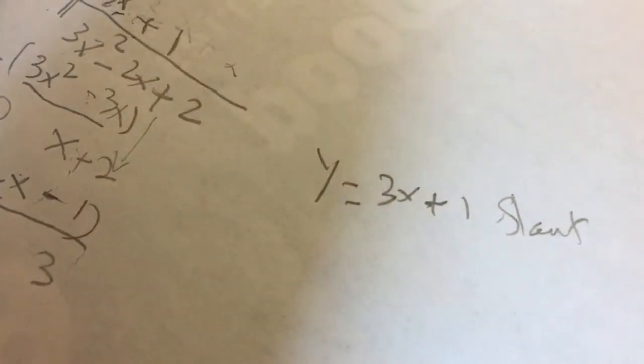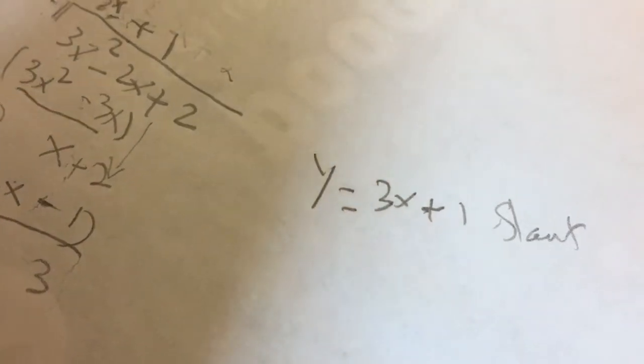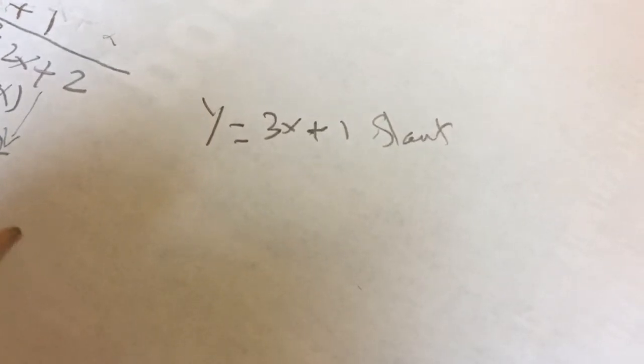Wait, so when y is at 3, that's where it's going to slant? Say again? 3x plus 1, we're going to graph it, okay? 3x plus 1. And then this is how we write it.